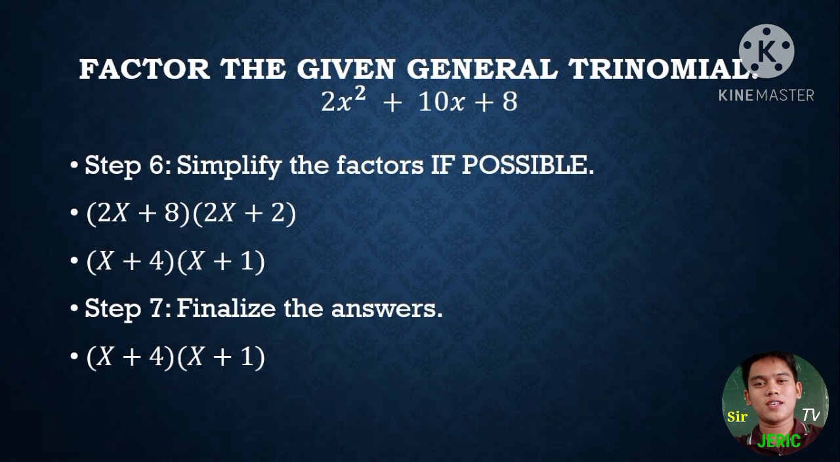So, to finalize the answer, step 7, our answer is x plus 4 and x plus 1. So, ang step 6 natin ay kailangan lang nating gawin if pwede siyang i-factor, pwede siyang i-simplify. Okay? So, that is the steps in finding the general trinomial or in finding the factors of general trinomial using AC method.